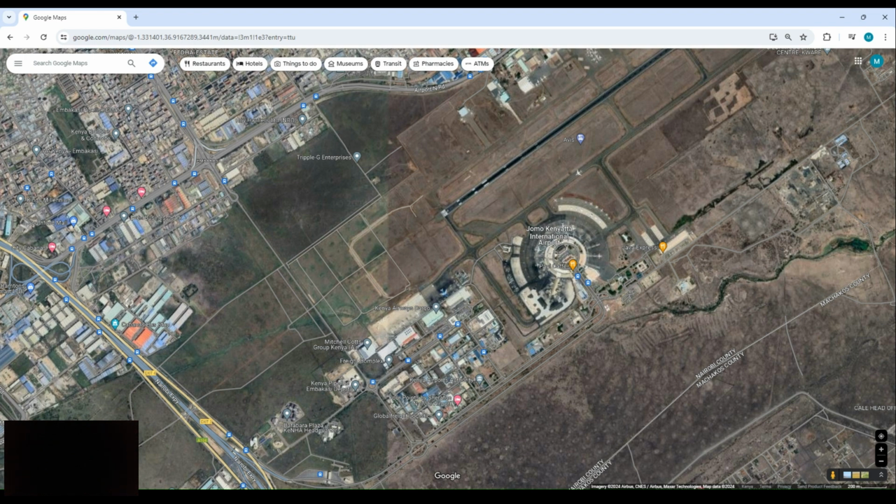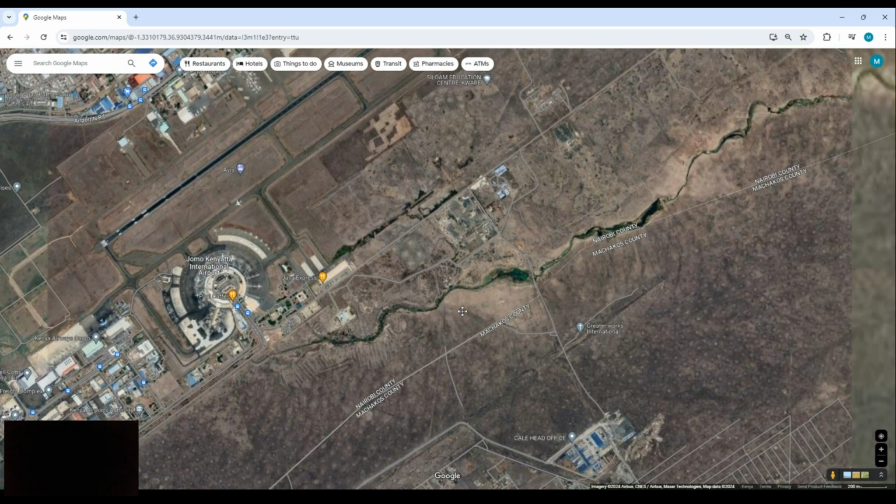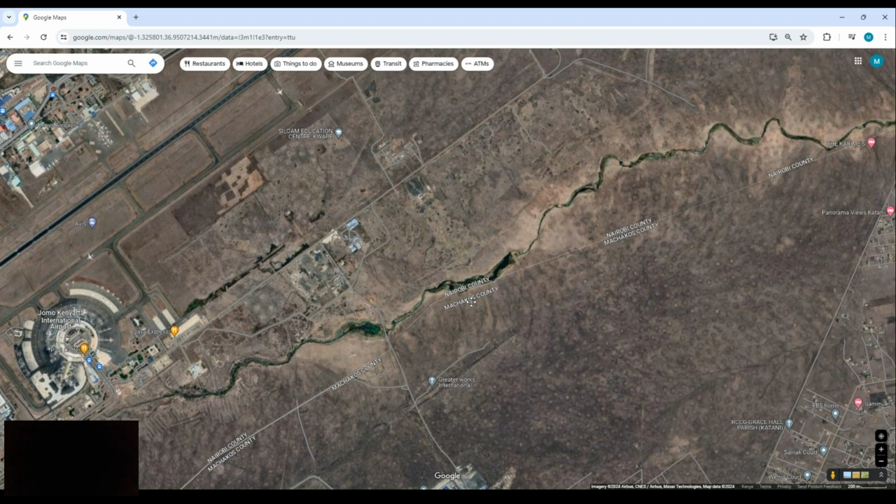That means the water would ideally come from the national park, and now we have human settlements. So all the water that comes from our roofs, from the roads, and from the national park would ideally follow this little stream, this seasonal river, and it will come and terminate out of JKIA. And when it does, it goes along the borderlines of Nairobi and Machakos County.